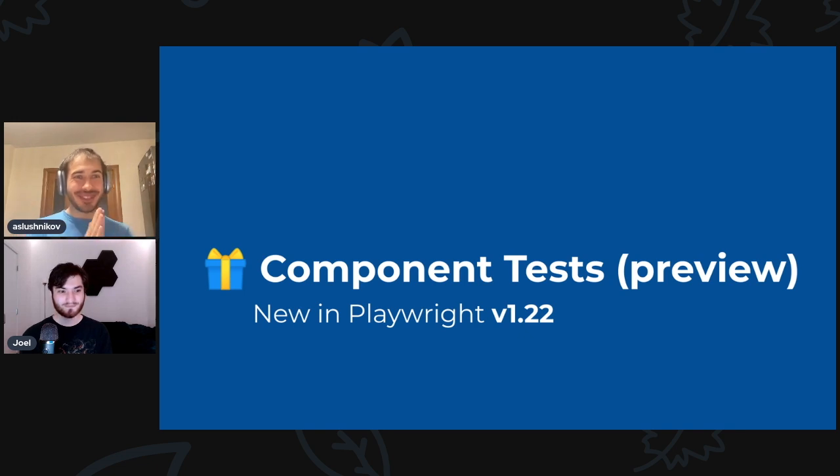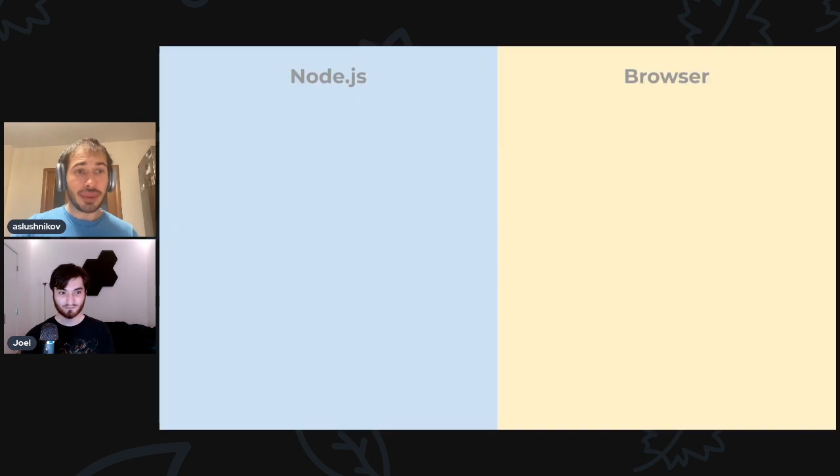Okay. Start of the show. Component tests. You can actually now test React, Svelte, or Vue components. This is a preview, though. So let me tell you a little bit of theory. How could component tests actually be organized?